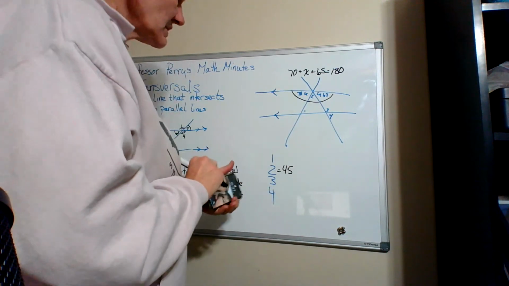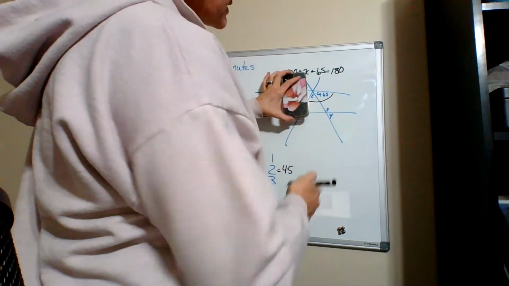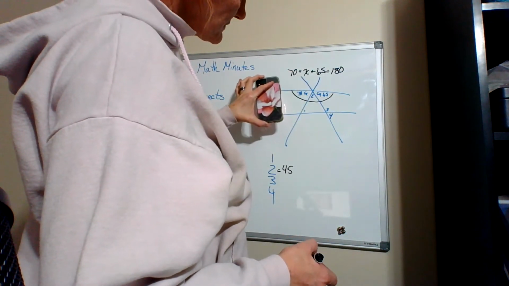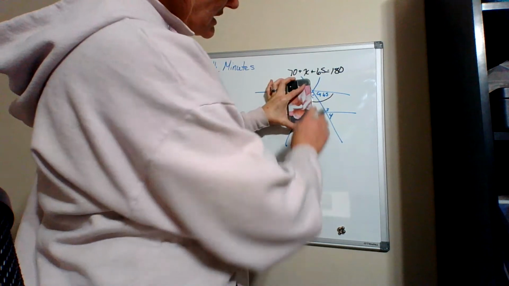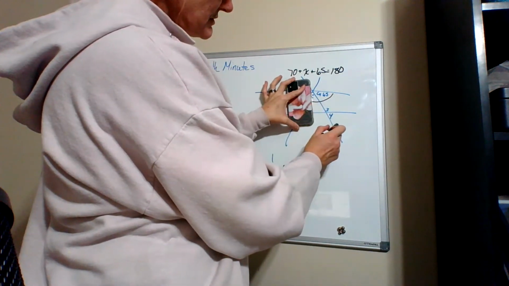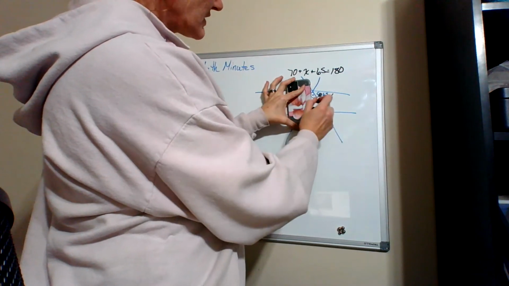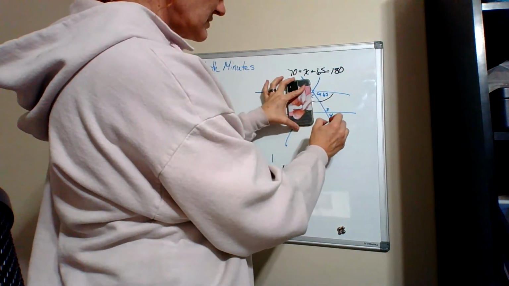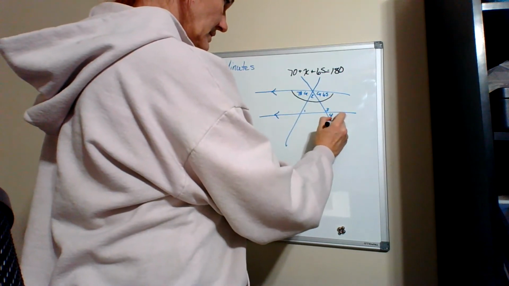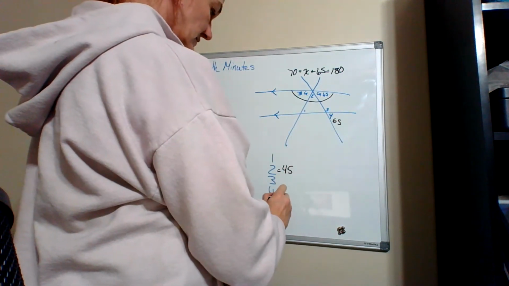Okay, now I'm going to look, I'm going to cover up the second transversal. I know this one and this one are going to be equal. This one right here and this one. So this one will be 65. Number 4.